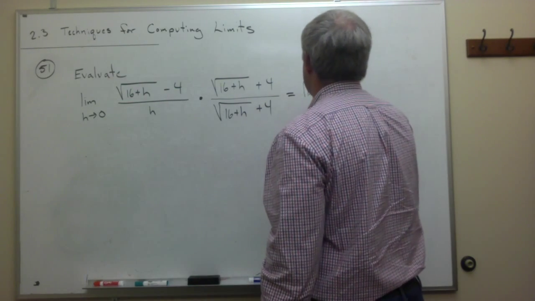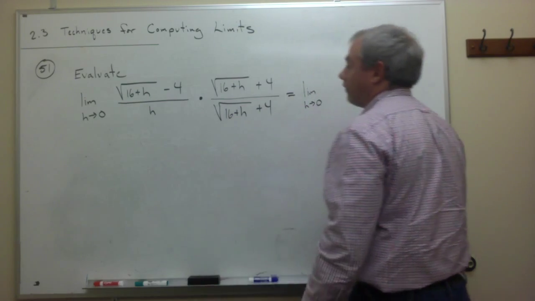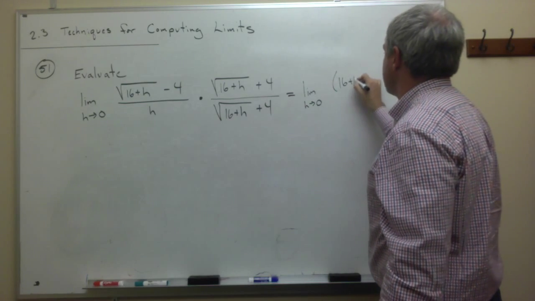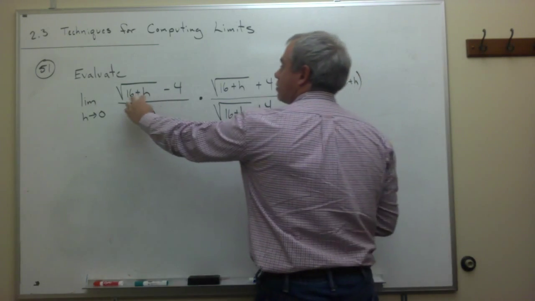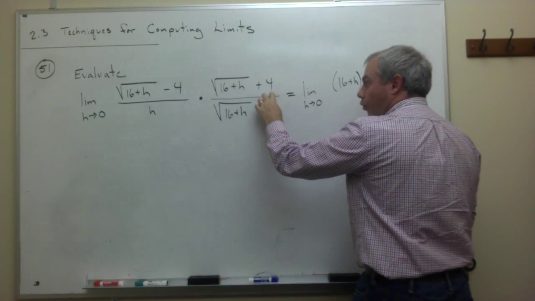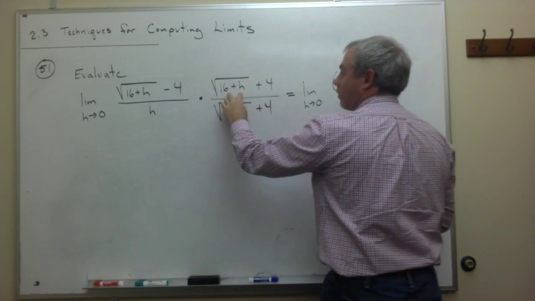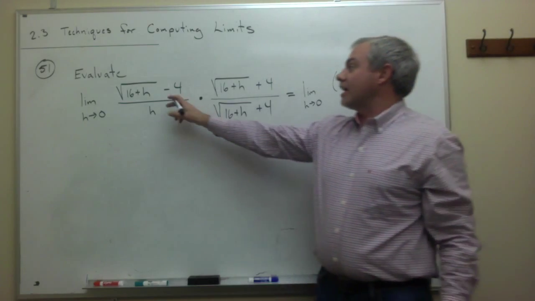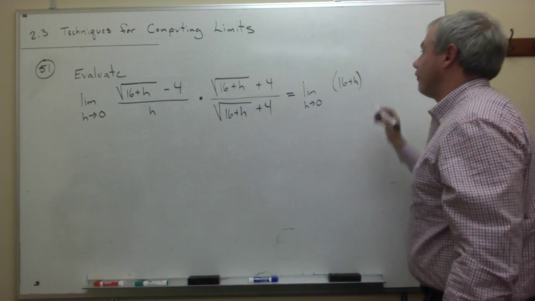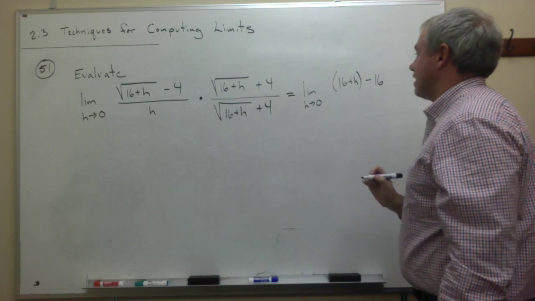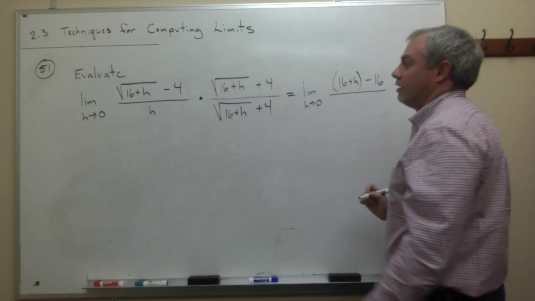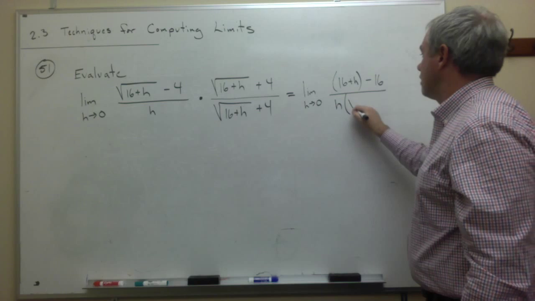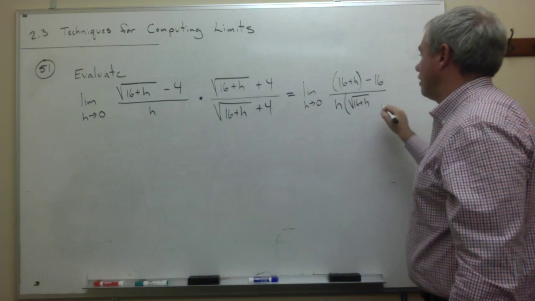So we've got the limit as h goes to 0 of the square root of 16 plus h times the square root of 16 plus h, which is just 16 plus h. And then I get the square root of 16 plus h times 4 minus 4 times the square root of 16 plus h. Those two terms cancel each other out, so I don't need to write them in. And then I get minus 4 times positive 4, which is minus 16, divided by, I'm not going to multiply out the bottom, I'm just going to leave it as h times the square root of 16 plus h plus 4.